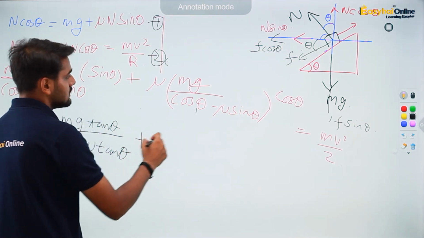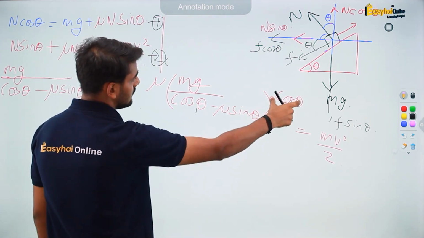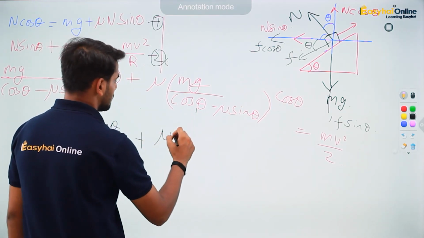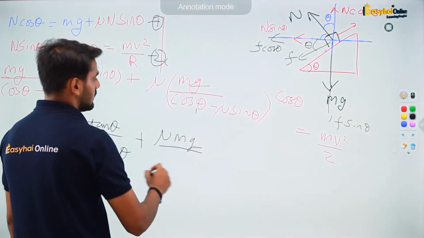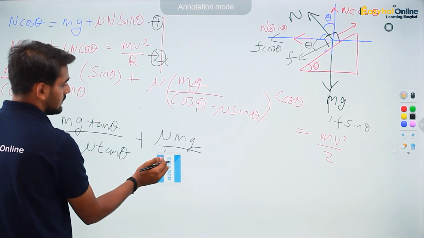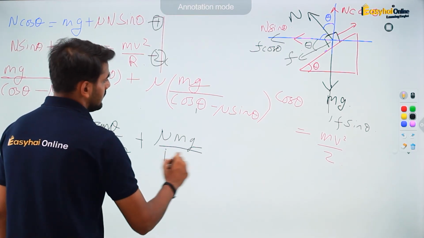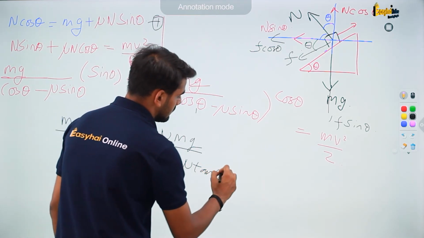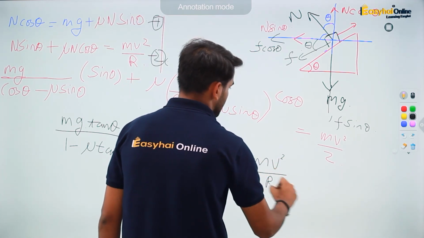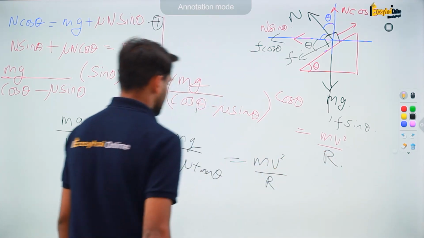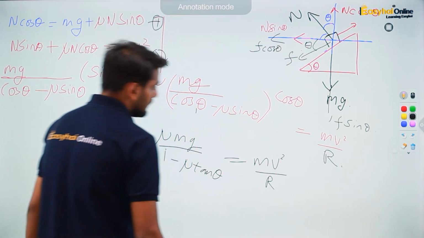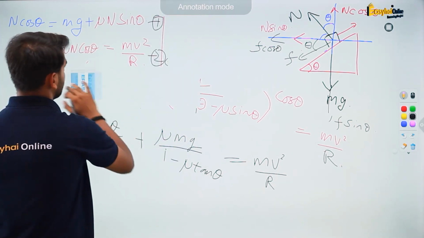Then this is going to be plus mu times cos theta upon cos theta, so this will be equal to 1 itself in the numerator, and in the denominator it is again 1 minus mu tan theta. And this is equal to mv square by r. So this is the overall equation that I get. Now let me solve this for v square.